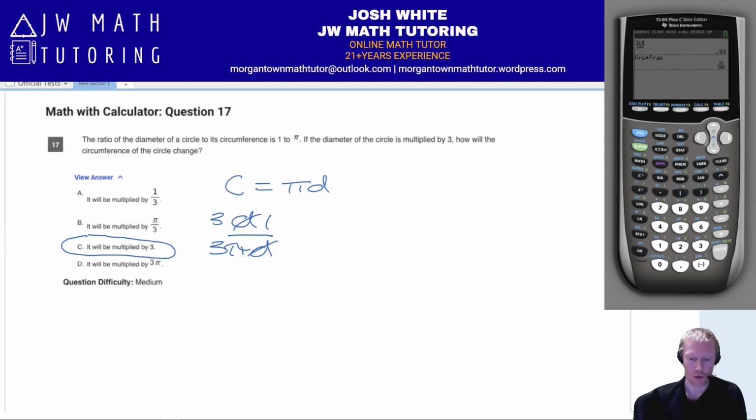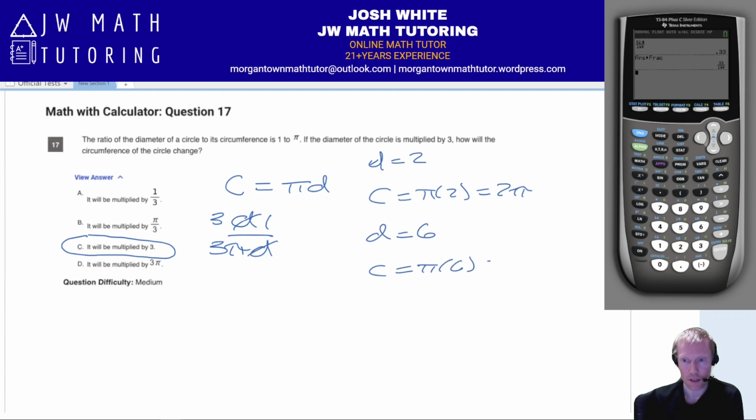And if you're not sure, here is a brief example using picking numbers as to how you could get it. Let's say the diameter of your circle is 2. Then the circumference would be pi times 2, or 2 pi. Now let's multiply the diameter by 3, so it's 6. So the new circumference will be pi times 6, or 6 pi. I multiplied the diameter by 3. What happened to the circumference? It was also multiplied by 3. So this confirms again the correct answer is letter C.